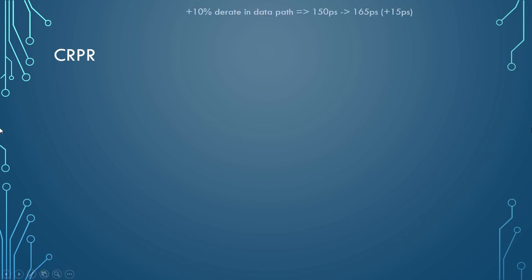report. For example, if we apply plus 10% derate in the data path, it means whatever the actual data path value is, it will add 10% extra delay to each cell and net, and the entire data path delay will degrade by 10%. If it is 150 ps, that means an extra 15 ps will get added in the total of the data path and it becomes 165 ps. Similarly, if we apply a negative derate, it will reduce the delay and make it faster.